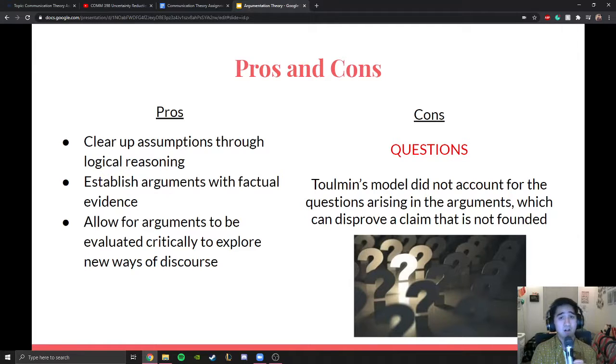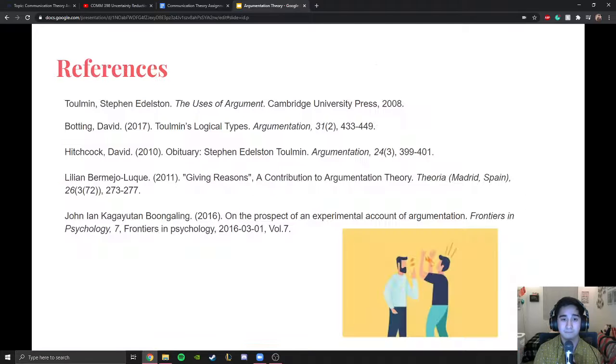The major con in this model is questions themselves. Toulmin's model didn't account for questions arising in arguments, and questions are the things that disprove a claim outright. And most of the time, questions are used periodically throughout any sort of experiment, making sure that grounds for arguments are justified and that they aren't posed in fallacy.